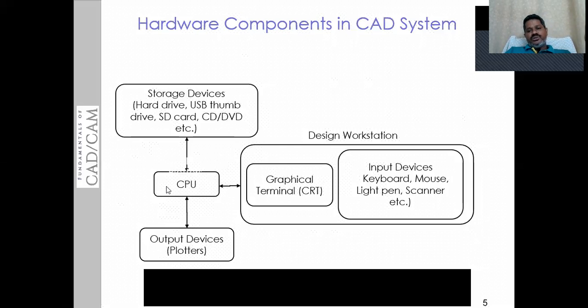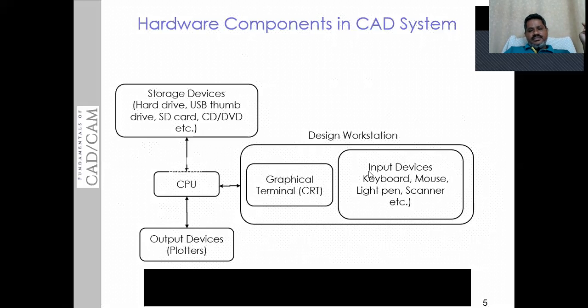These are used to get the hard copy of the drawings or the data. Then the CPU is also connected to the workstation, the design workstation, where exactly we will see the output. This design workstation consists of the graphic terminal. In turn, it can also be called a cathode ray tube, CRT.